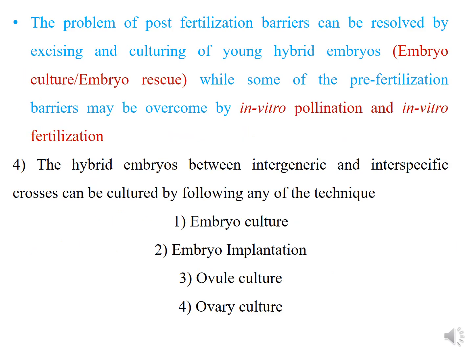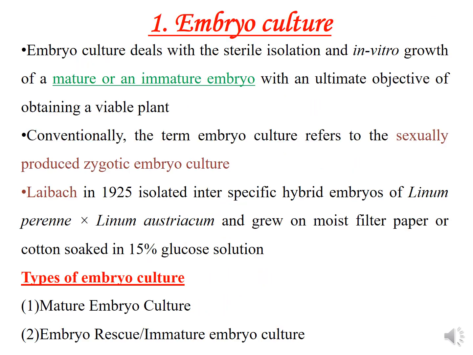So, how do we overcome these barriers? These pre-fertilization barriers can be overcome by in vitro pollination and in vitro fertilization, whereas post-fertilization barriers can be resolved by excising and culturing young hybrid embryos. Why I am calling these hybrid embryos: they are generated because of intergeneric and interspecific crosses. So, these can be grown by embryo culture, embryo implantation, ovule culture and ovary culture. I will discuss each one by one.